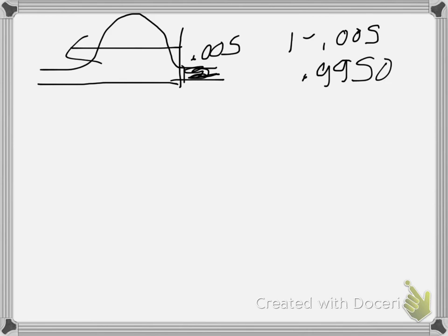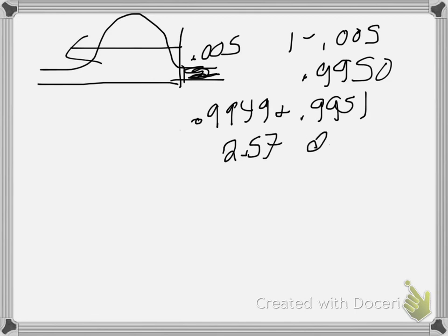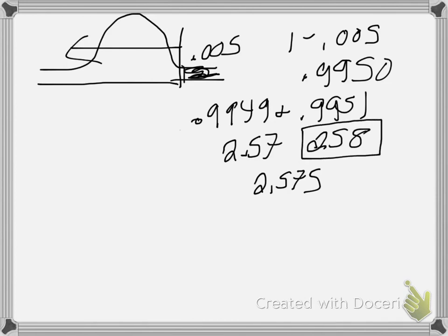Okay, so now let's find the number that's closest to 0.9950 on our table. There's two of them. We've got 0.9949 and 0.9951. So we have a z-score of 2.57, or 2.58. Well, what do we do there? Well, since it's right in between, we can do 2.575, or we can just take the higher number.